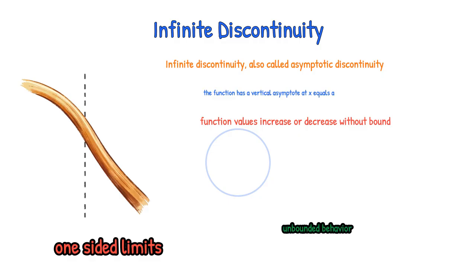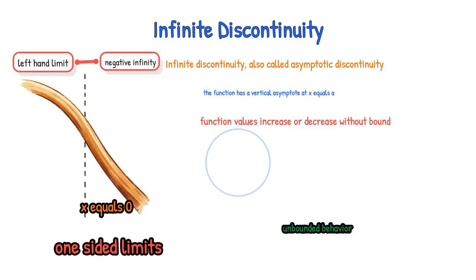For example, the function f of x equals 1 over x has an infinite discontinuity at x equals 0. The left-hand limit is negative infinity, and the right-hand limit is positive infinity.